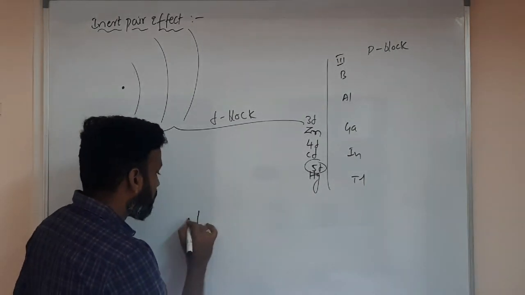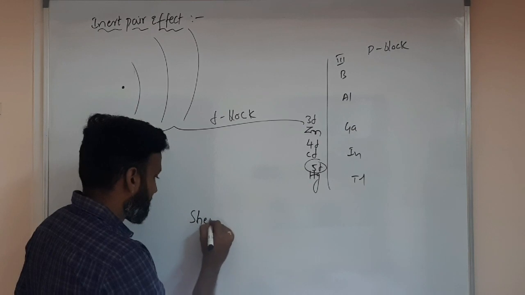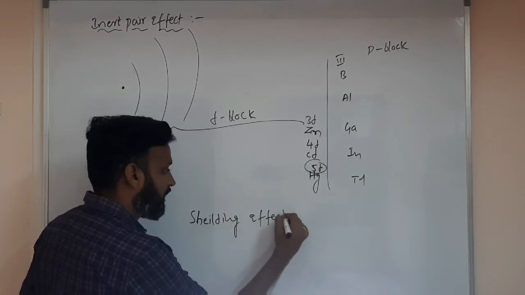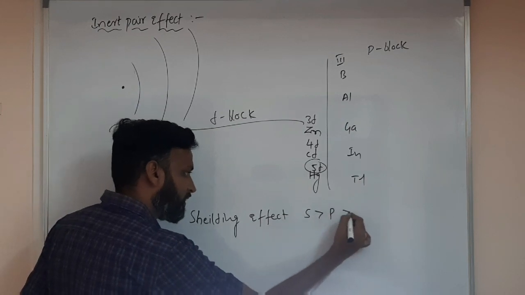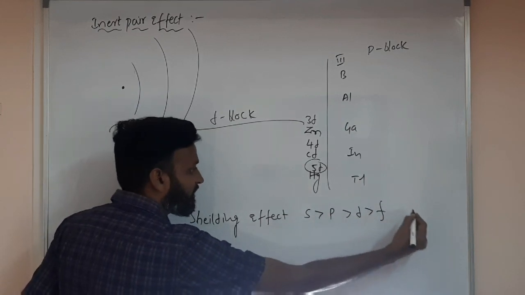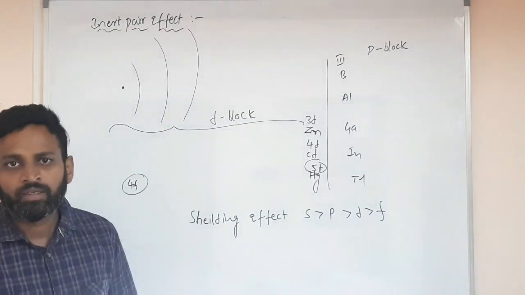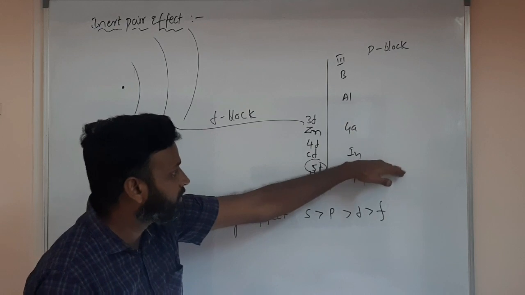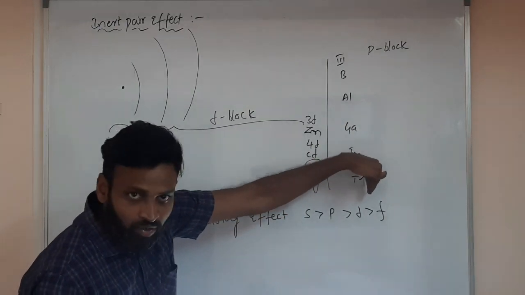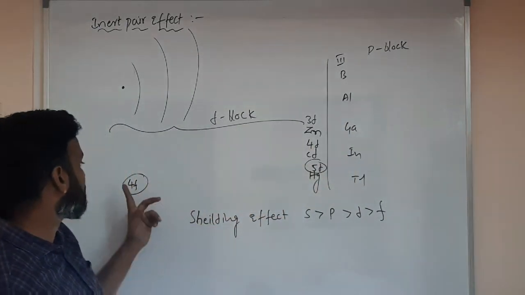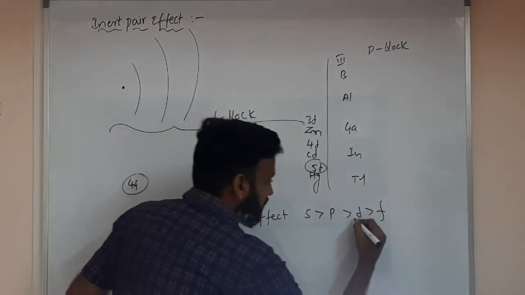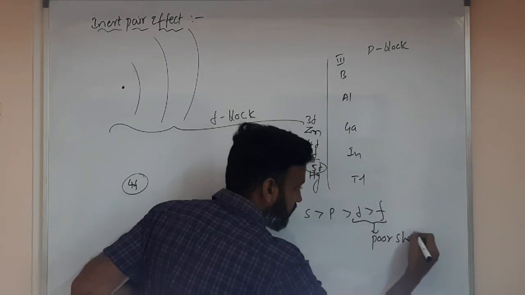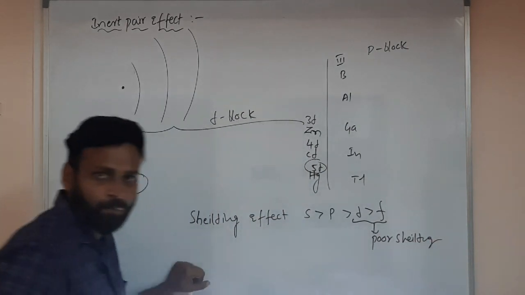Do you know the order of shielding? The shielding effect is more for S than P, than D, than F, as I said. Understand what I am saying? For the P block bottom elements, the inner subshells are D and F subshells, which are poorly shielding.